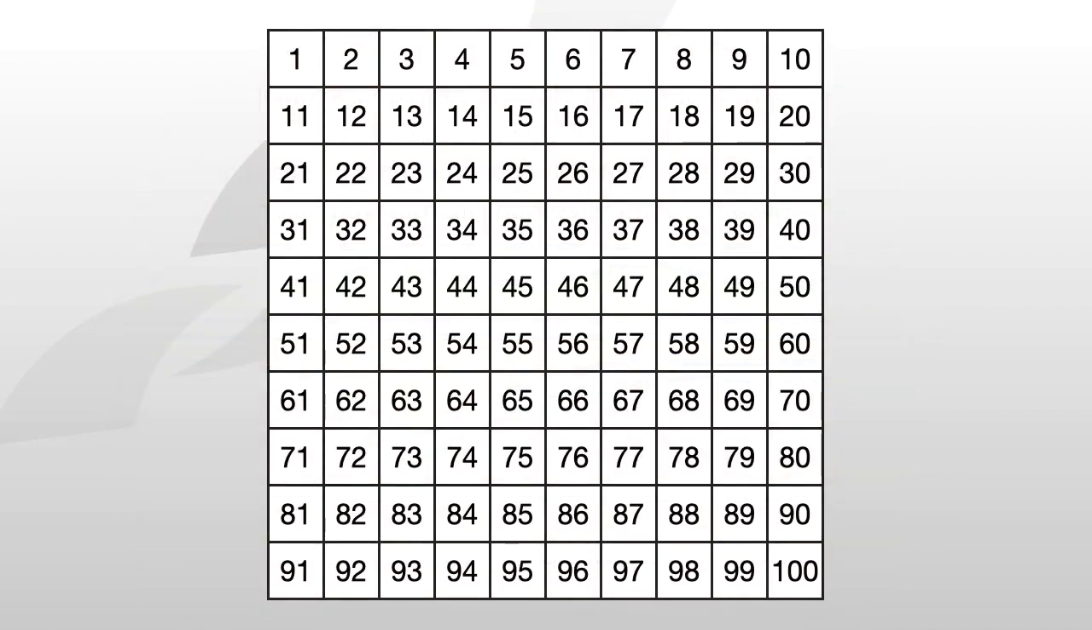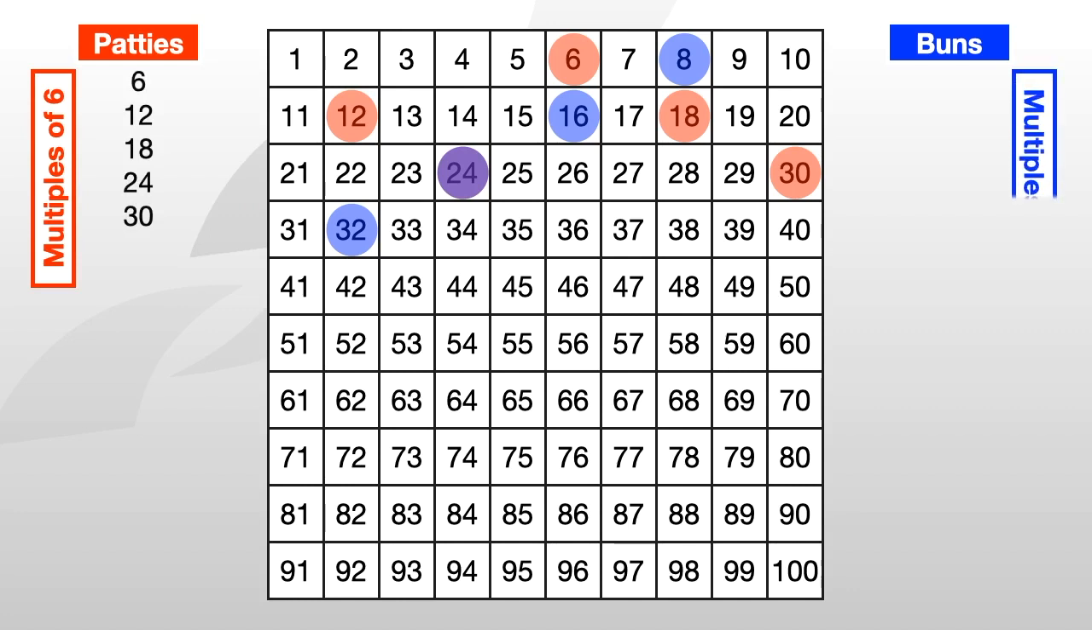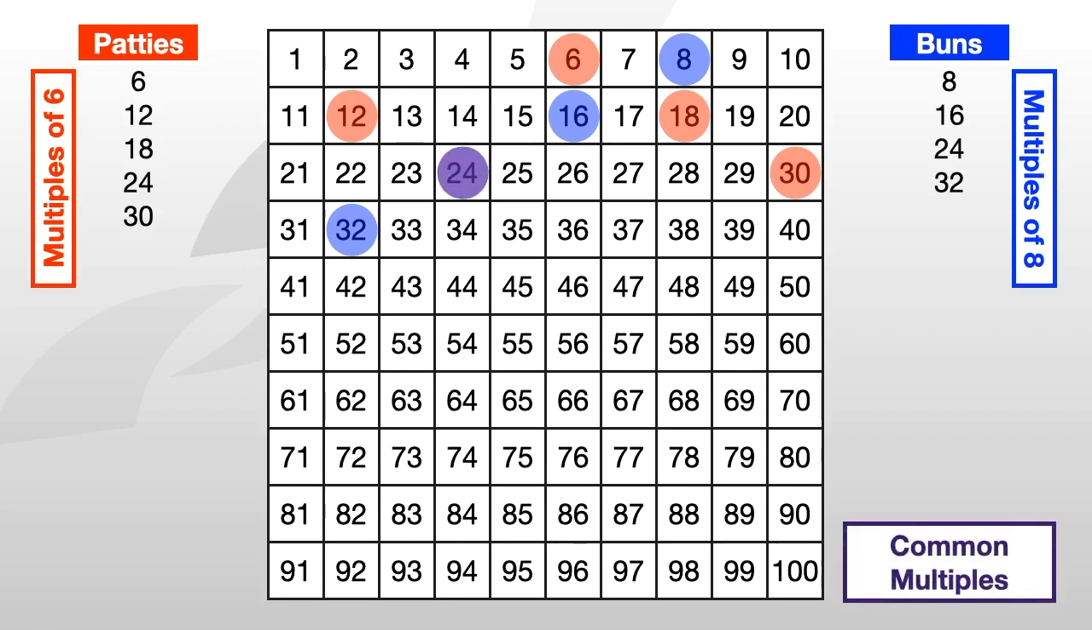The number of patties can be represented by placing red chips on every 6th number. The number of buns can be represented by placing blue chips on every 8th number. The numbers under the red chips list multiples of 6. The blue chips cover multiples of 8. Notice that 24, now purple, is a common multiple. It appears in both lists.